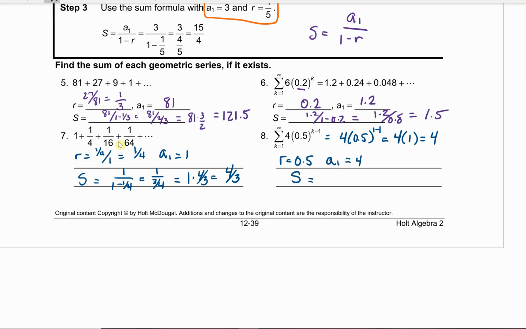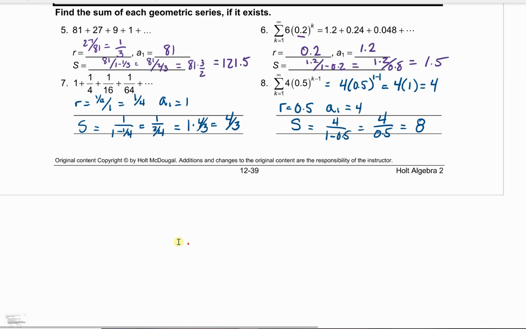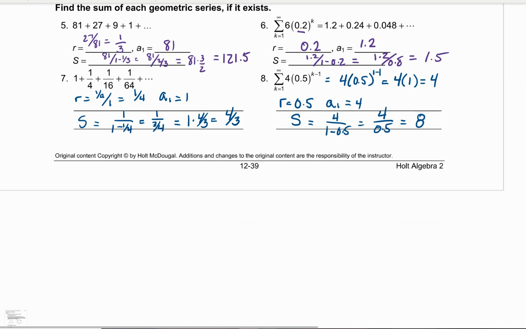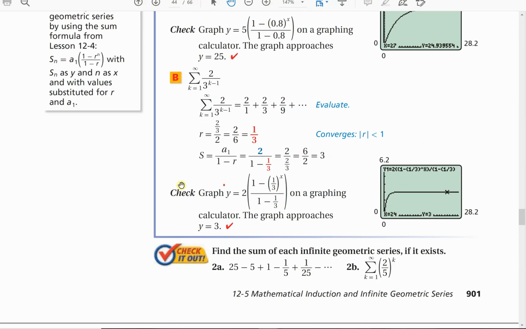So the sum is going to be 4 divided by 1 minus 0.5. So basically 4 divided by 0.5, which is like 4 times 2. It's going to be 8. That's basically it.